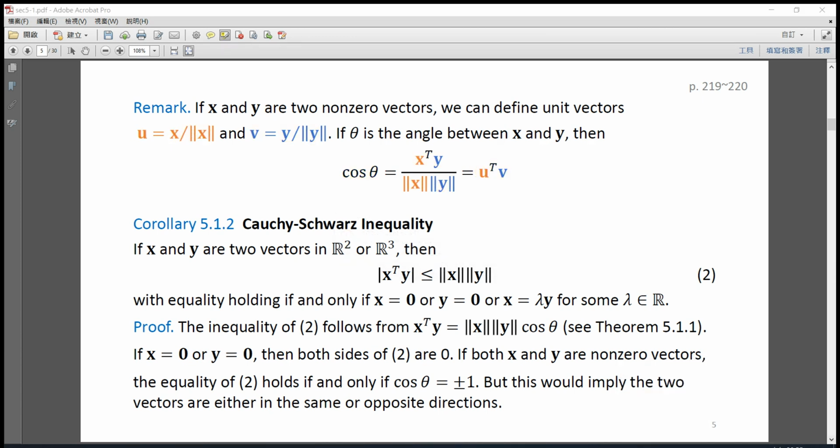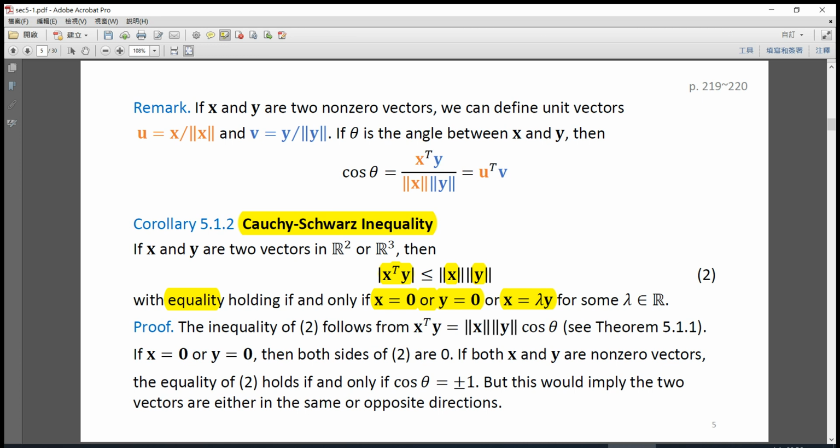Next, we introduce Corollary 5.1.2, the well-known Cauchy-Schwarz inequality. If x and y are two vectors in R2 or R3, then the absolute value of x transpose y is less than or equal to the 2 norm of x times the 2 norm of y. The equality holds if and only if either x or y is the zero vector, or x can be expressed as lambda y for some scalar lambda.